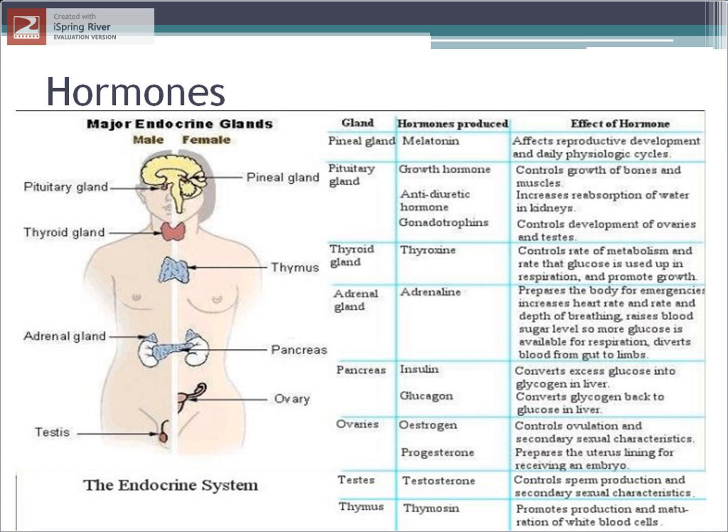When enough receptor sites are stimulated, this results in a physiological reaction in the cell. Timing of hormone release is critical for normal functioning, as are the levels of hormones released. Too much or too little at the wrong time can result in a dysfunction of bodily systems. On your screen is a list of glands and the hormones they produce and the effects that the hormones have on the body.